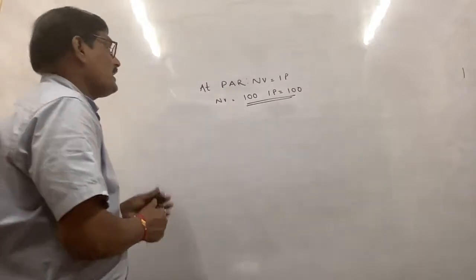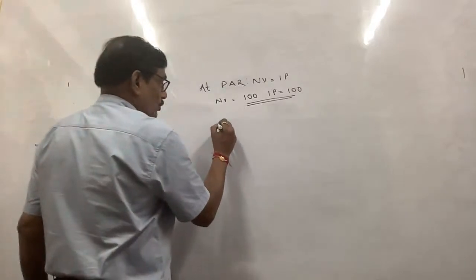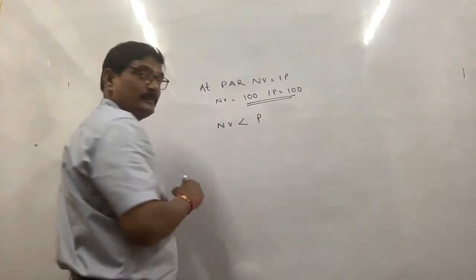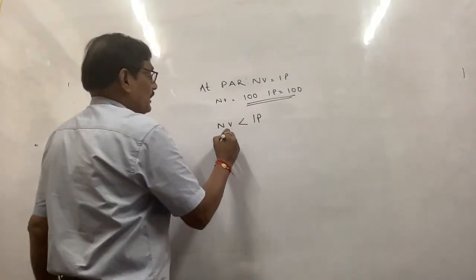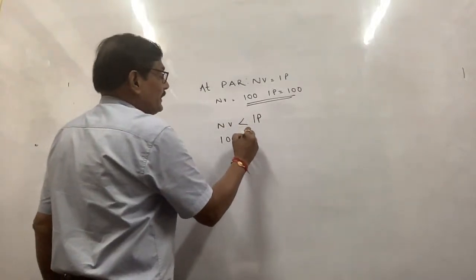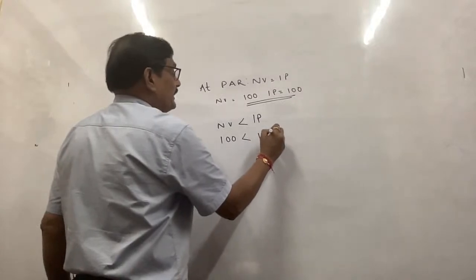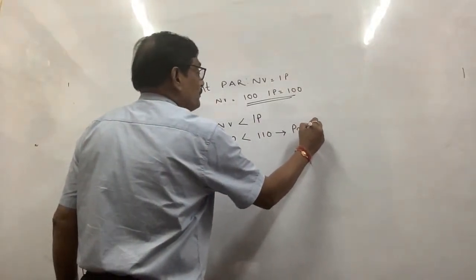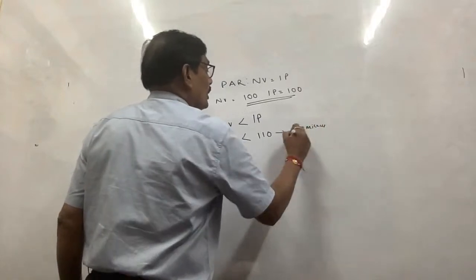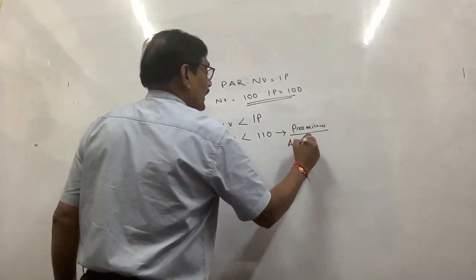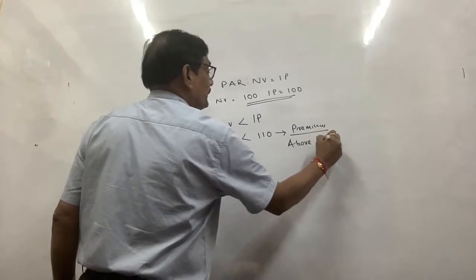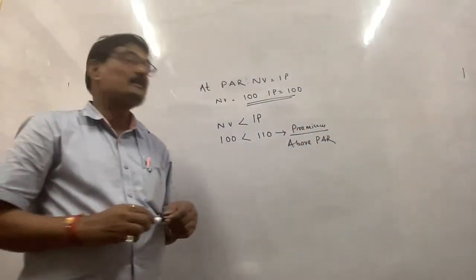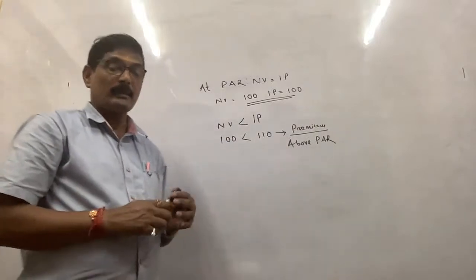Secondly, if the nominal value is less than the issue price, suppose the nominal value is 100 and the issue price is 110, that is known as issued at premium, or we can say above par.